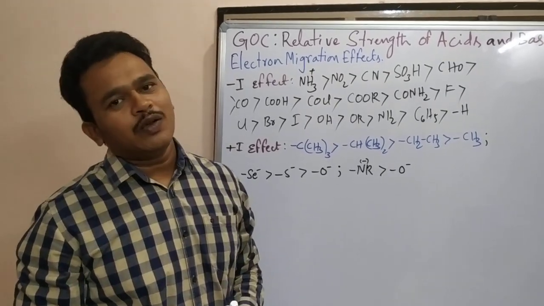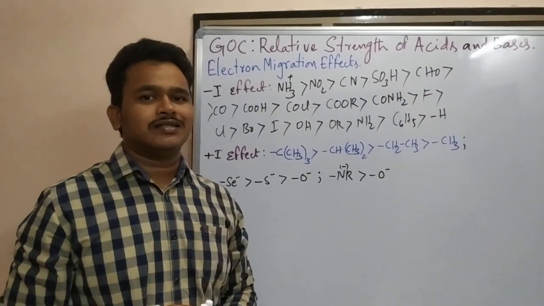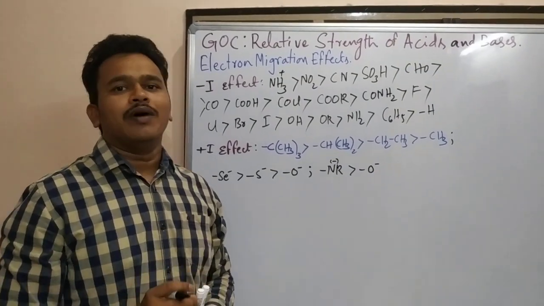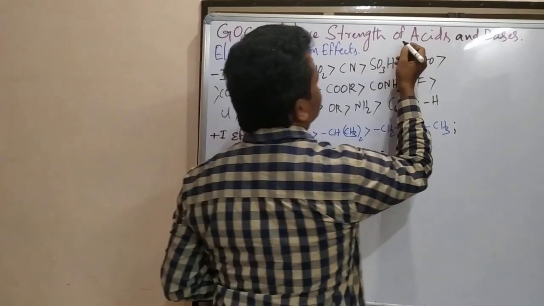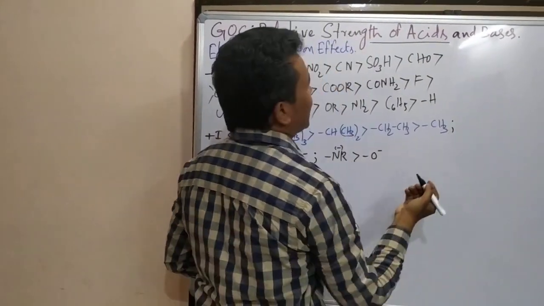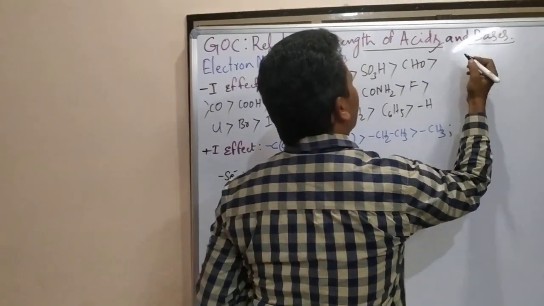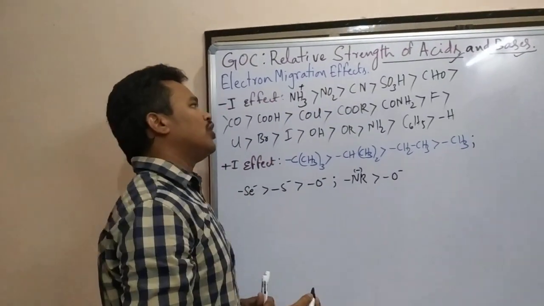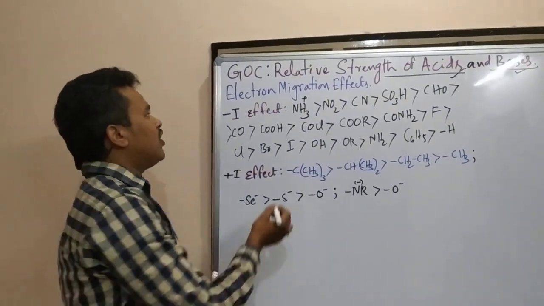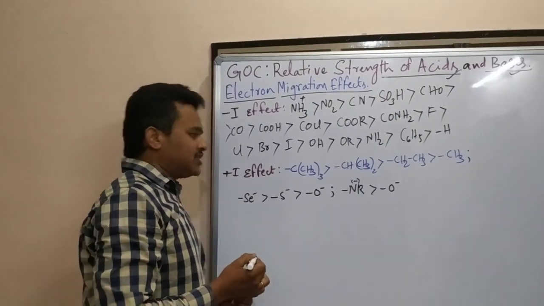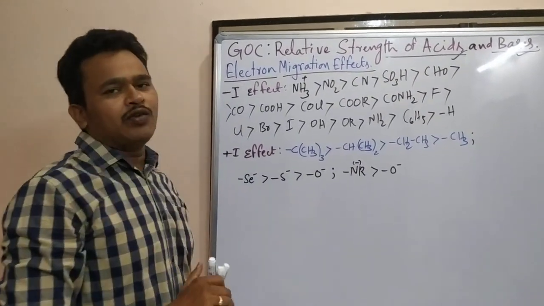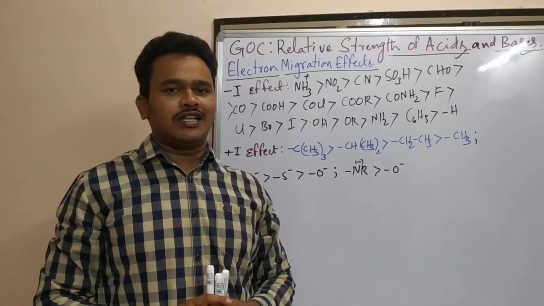In GOC, we are going to discuss relative acidic strength and basic strength, otherwise relative strength of acids and bases. Acids separately, bases separately, we are going to study. For that, what we need is electron migration effects. We have four effects. We studied the four effects.